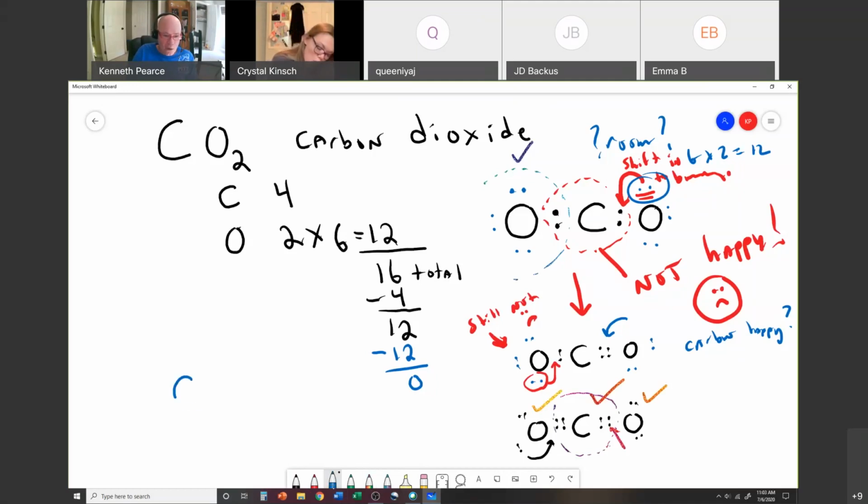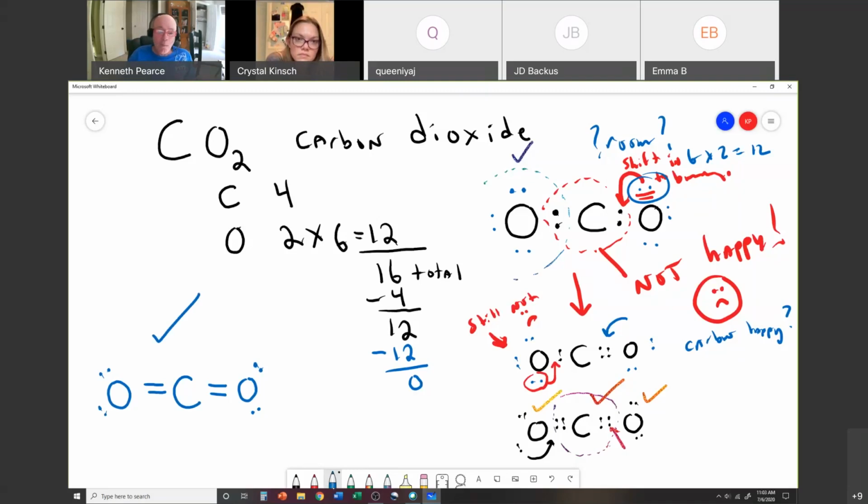Okay, and now if we draw this, we're going to draw it like this. We're going to say carbon double bonded to the oxygen, carbon double bonded to the other oxygen. We're going to have those 2 non-bonding pairs on each oxygen. Do you see that? And so now the carbon's happy. Remember, each line represents a bond, and each line represents 2 electrons. So we got 2, 4, 6, 8 on the carbon. We have 2, 4, 6, 8 on each oxygen.